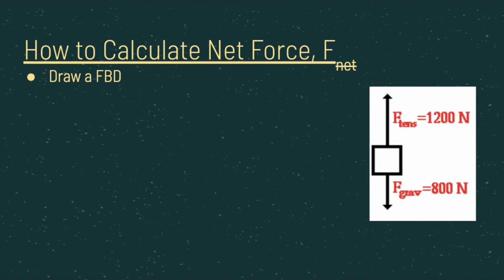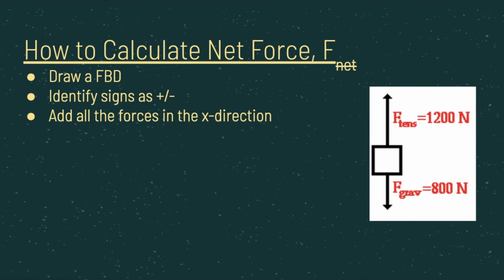Though I would critique the one on the right here that they should be drawing their object as a dot, not a box. But okay. We identify the signs as positive and negative. Tension is going upward, I would call that positive 1,200, and gravity is negative 800.